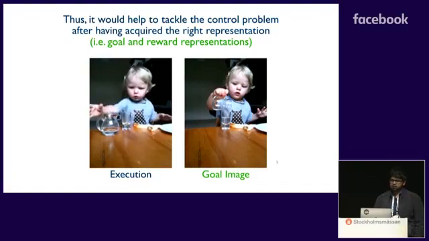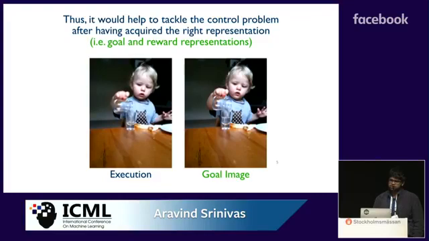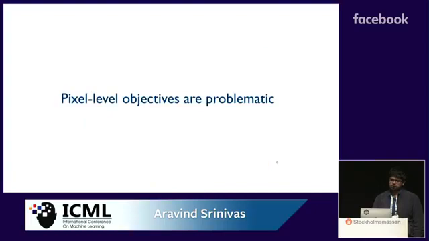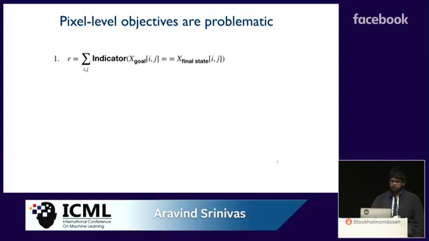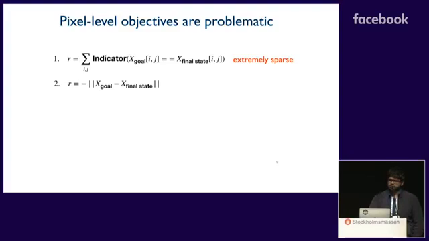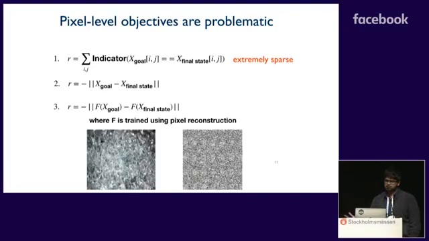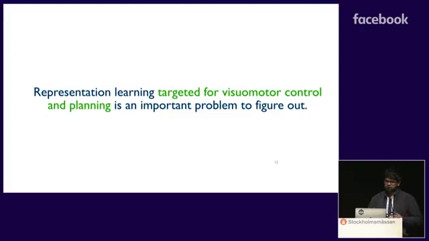So if we have a representation that has understood the notion of goal-based planning, we can use that representation to provide rewards to optimize a sequence of actions to achieve a given target image. Let me describe the problem with pixel-level objectives for goal-based planning. If we had a reward that just tried to match the final image pixels with the goal image pixels, it would be extremely sparse to optimize an RL agent. And rewards that try to minimize the distance between the goal and the final image, either at the pixel level or at the state level, where the state is obtained through reconstruction errors, cannot distinguish between task-relevant and task-irrelevant properties of the goal image. Therefore, representation learning targeted for visuomotor control and planning is an important problem to figure out.